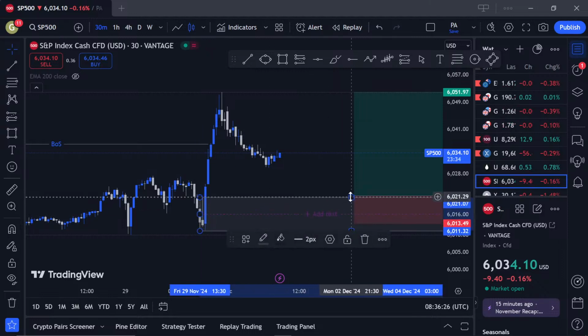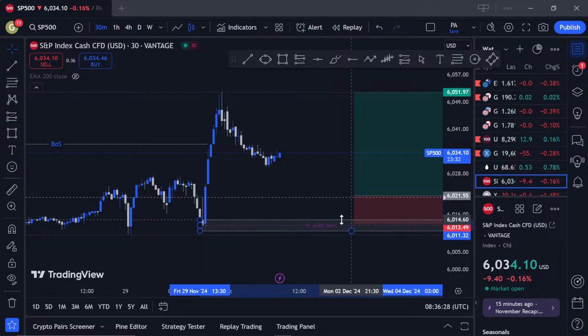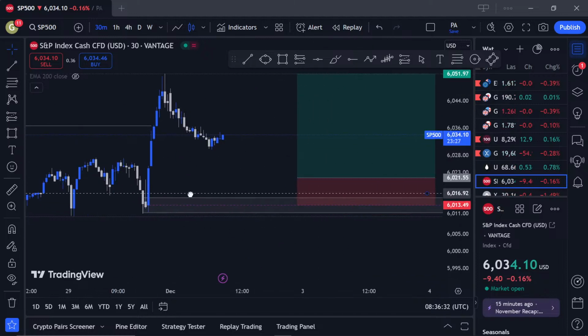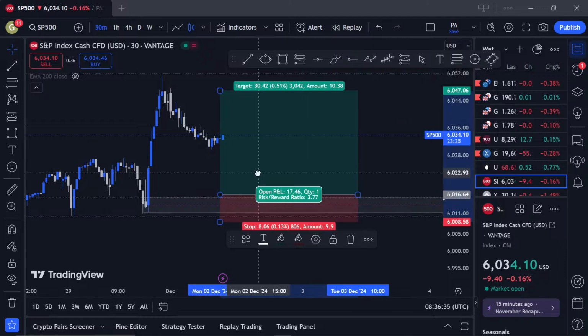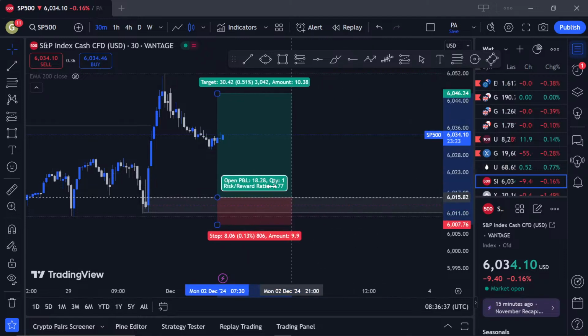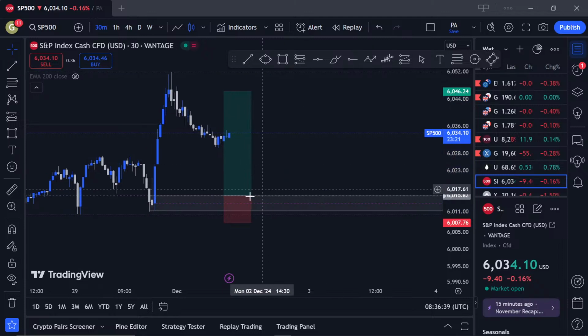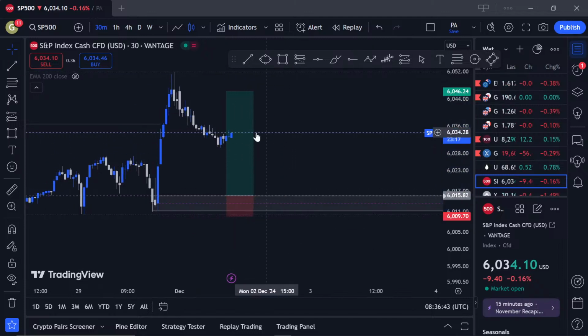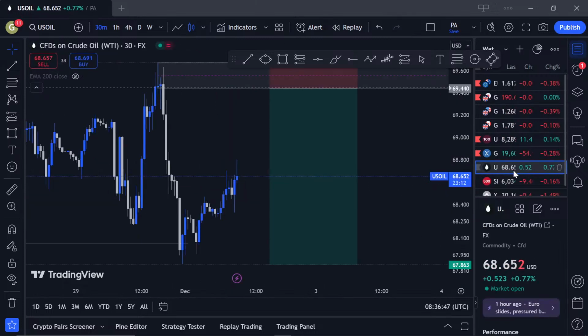I don't like using big stop losses. So here's the level right here. Basically, here it is. Yep, so we are waiting for a pullback to this level on the 30-minute. Okay, I'll have it on the USOIL on the 30-minute.